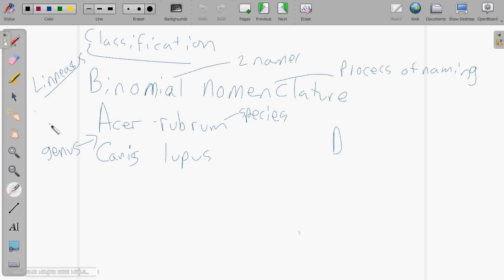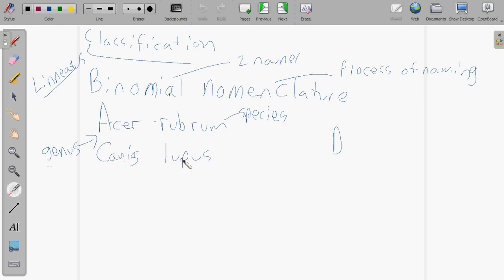So the genus is a kind of a big group. Acer is all the maples. Canis would be all the dogs, all the canines. All right. Acer rubrum refers to the red maple. So this is the red maple. Canis lupus means wolf, so this is the wolf canine, right?